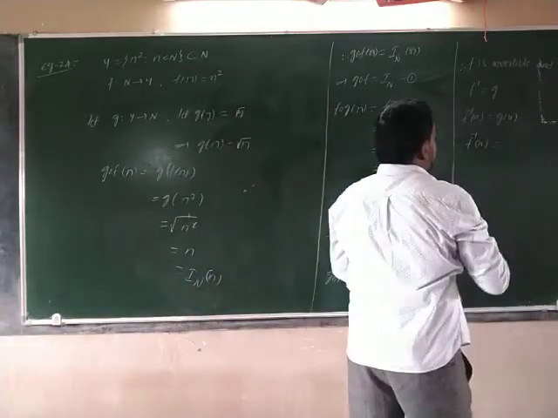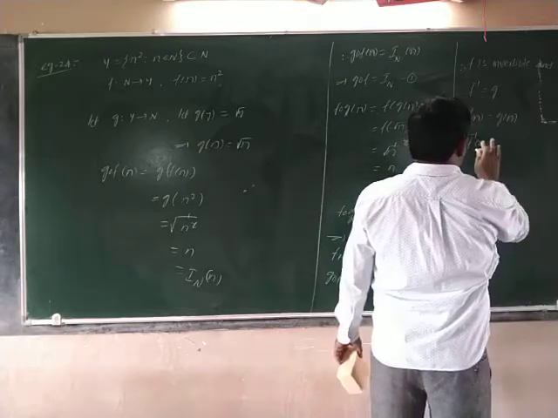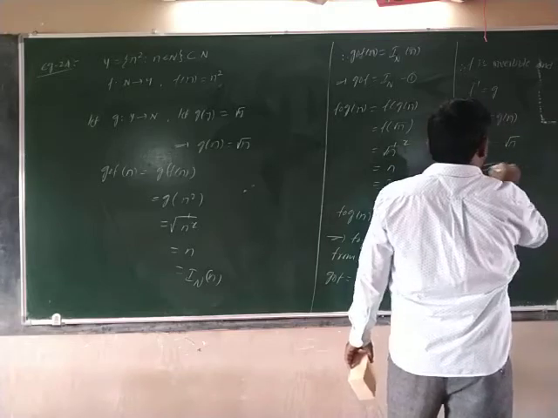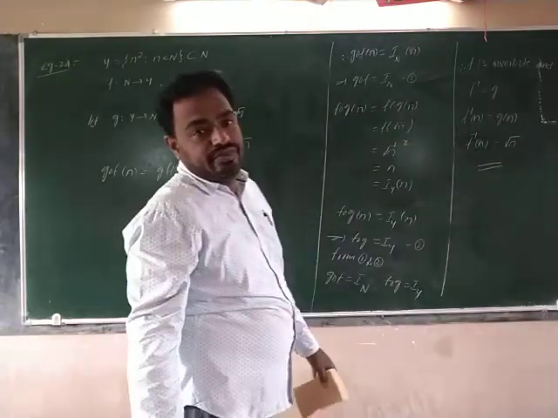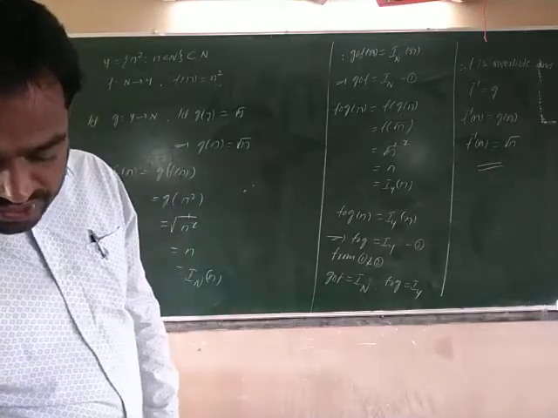Then f inverse of n is equal to g of n. What is the g of n? G of n is equal to what we assumed, root n. This is the answer. Simple. Right? Next question.